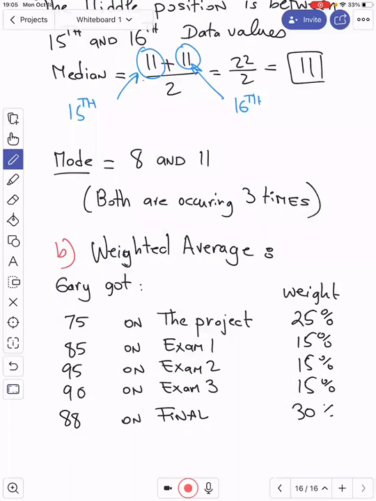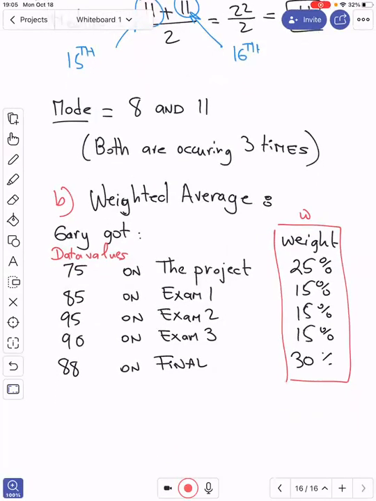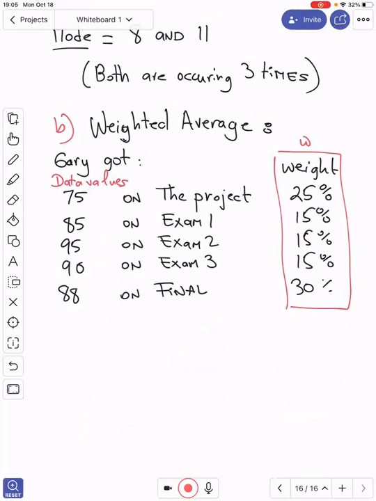All right, guys. So as you can see here, these are the weights of the tests. Let's denote the weights by W. That's your weights, and your X, or your data values. Your data values are just the scores on the tests, right? So let me first remind you what the formula for the weighted average is. This is the formula for the weighted average.